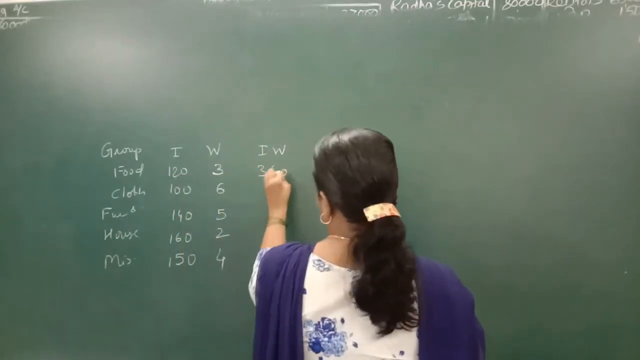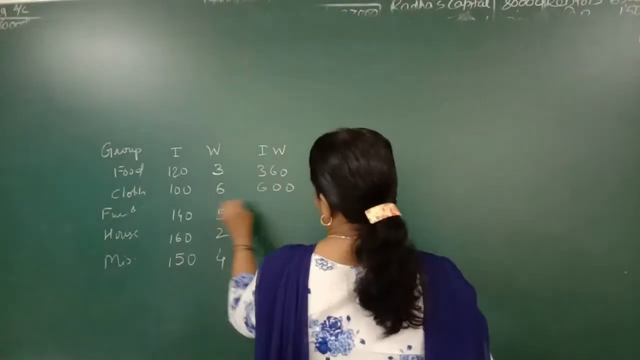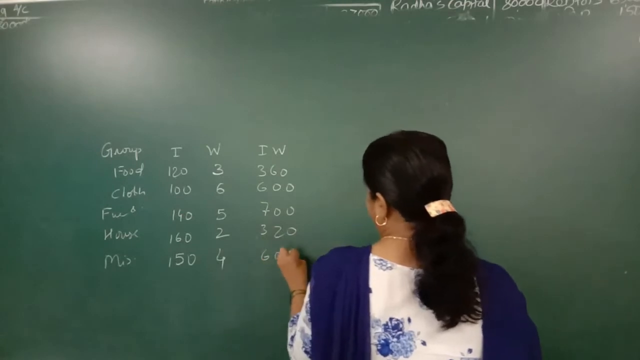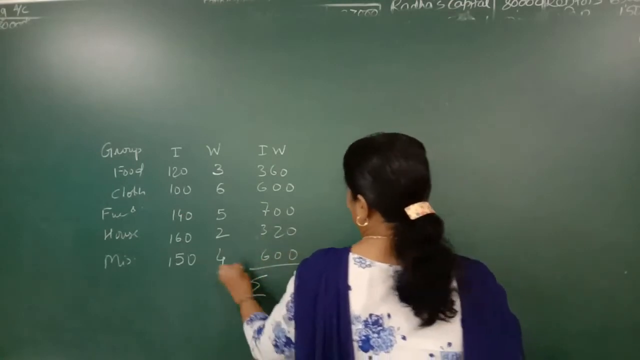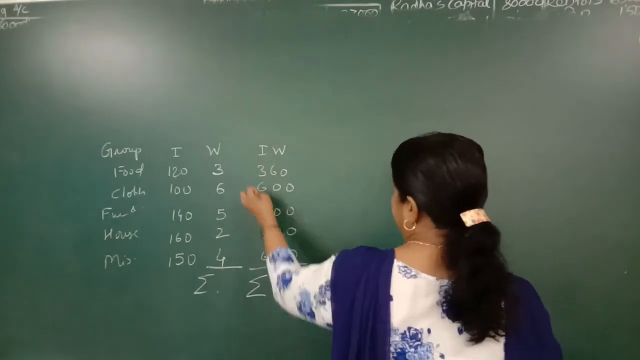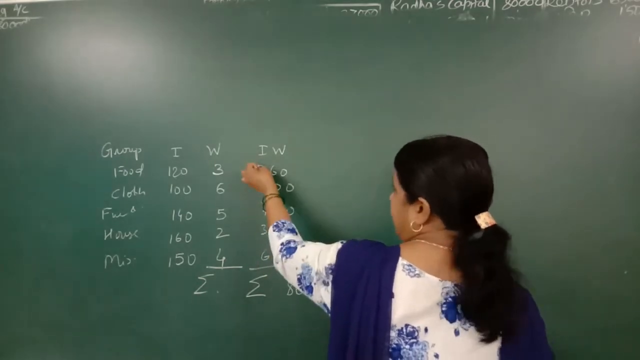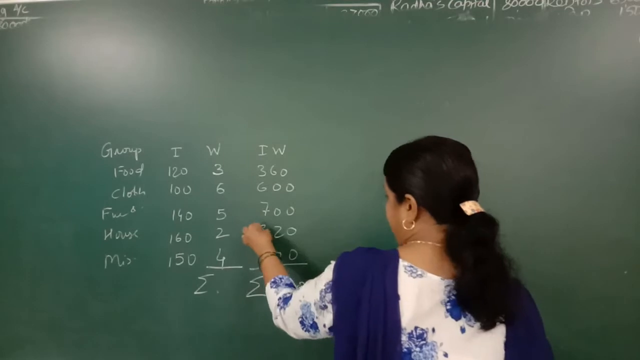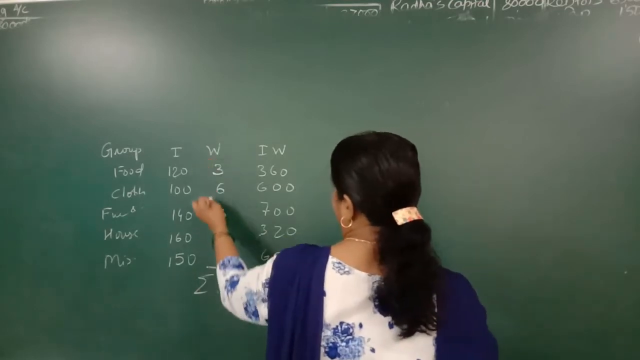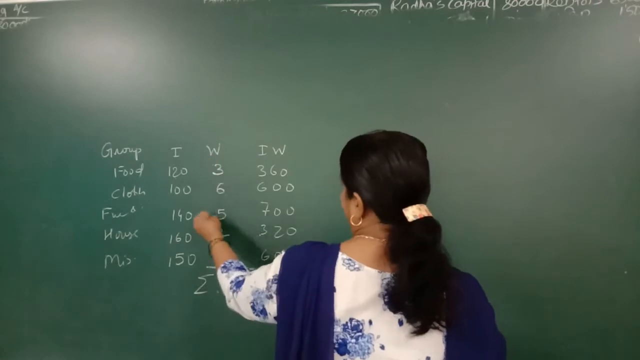360, 600, 700, 320, 600. We will calculate the summation of this: 6 plus 2, 8, 6 plus 3, 9, 7 plus 3, 10 plus 6, 16 plus 3, 19, 19 plus 6, 2580. 6 plus 3, 8 plus 5, 9 plus 5, 14, 16.